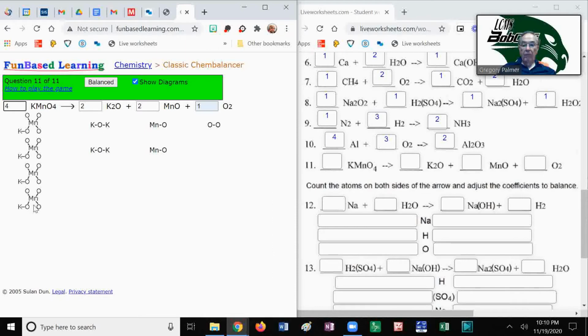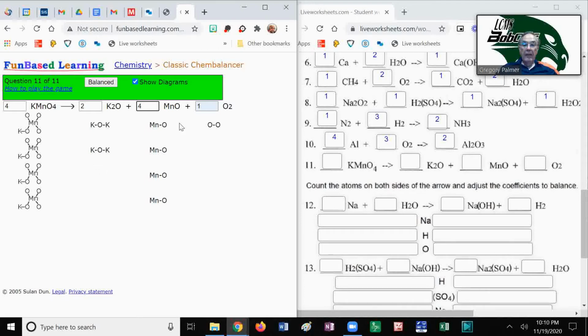I have 1, 2, 3, 4 manganese. I only have 2 here, so I'm going to have to bump this to a 4. Okay, and on the reactant side, I have 4 plus 4 is 8, plus 4 is 12, plus 4 is 16 oxygens. Over here I have 1, 2, 3, 4, 5, 6 oxygens.